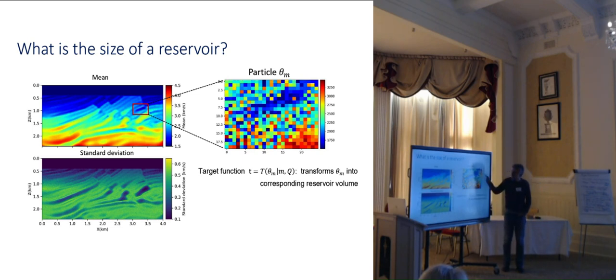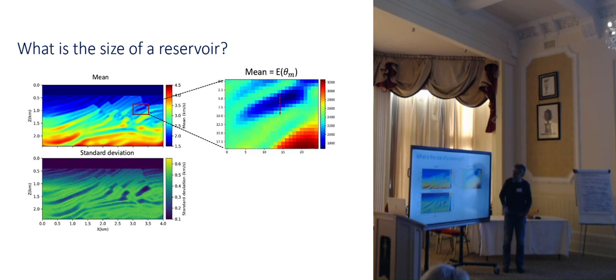So we need to now define our target function, which transforms any of these images into an estimate of the corresponding volume. The key thing here is that we need to define some threshold in seismic velocity in this case, which defines our boundary. Where are we going to say something's inside and something's outside? At which threshold?